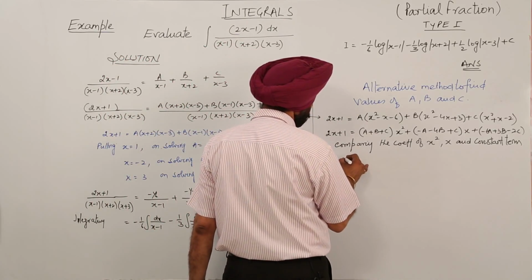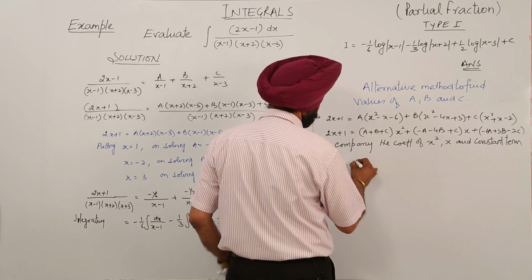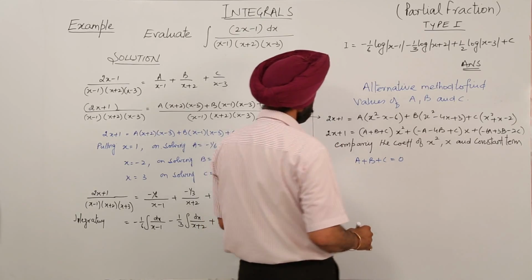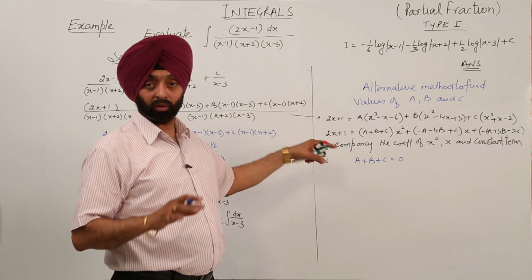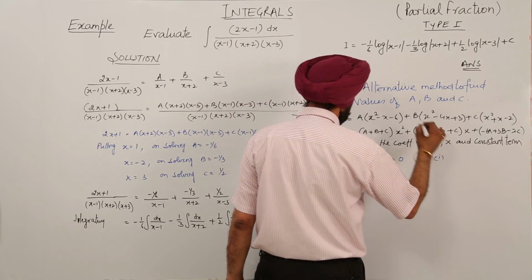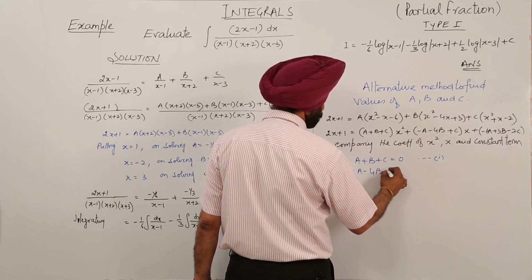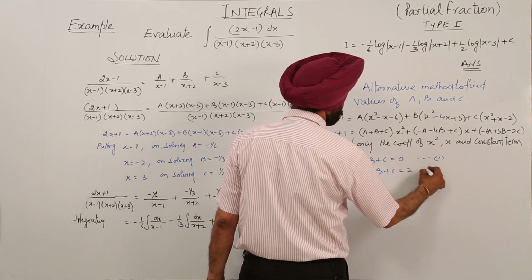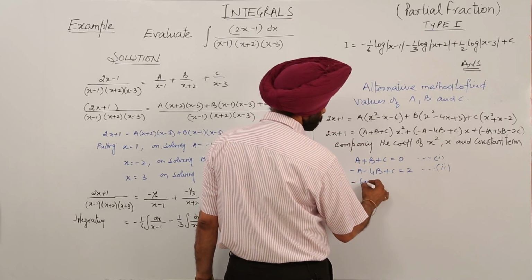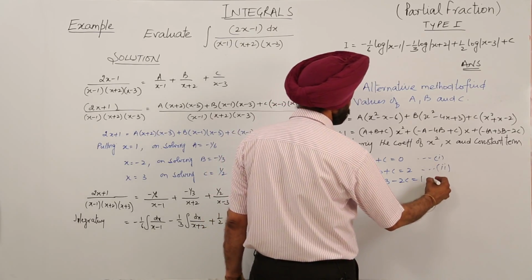Now what we are having? A plus B plus C is equal to 0, because on the left hand side we are not having x square, number 1. Then we are having minus A minus 4B plus C is equal to 2. And then we are having minus 6A plus 3B minus 2C is equal to 1.